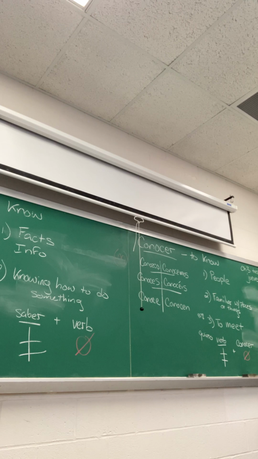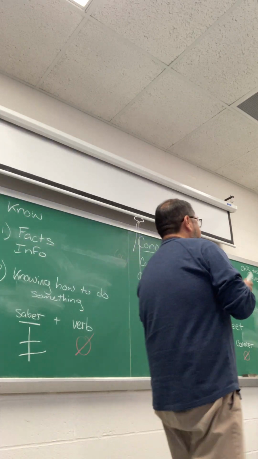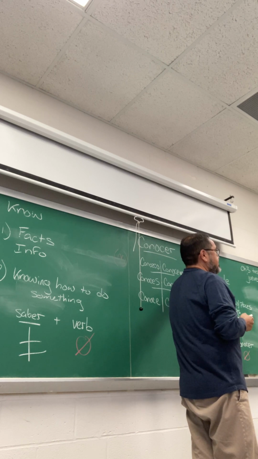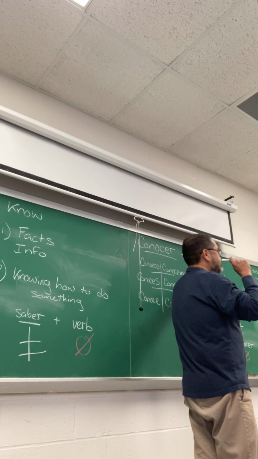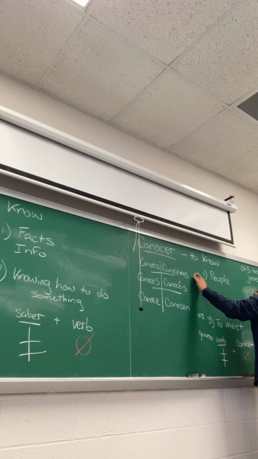Okay? Now, everything I've just talked about, all right, is all on page 102 in the gray area. Okay? But there is one concept that we use with the verb conocer predominantly, that isn't a thing in English, all right? And that is what we call the personal a.